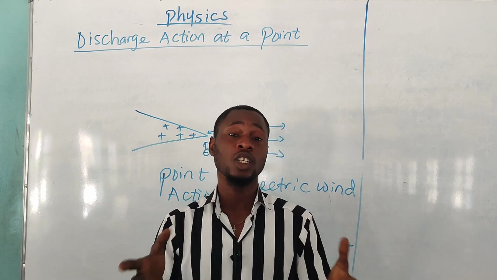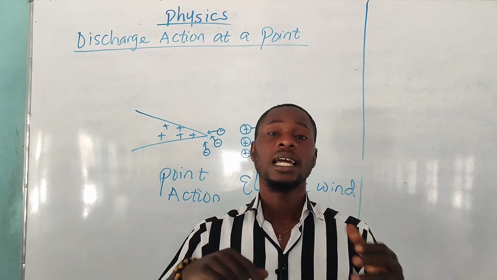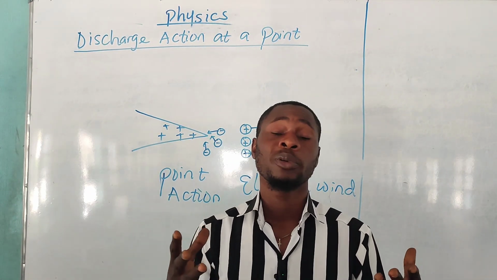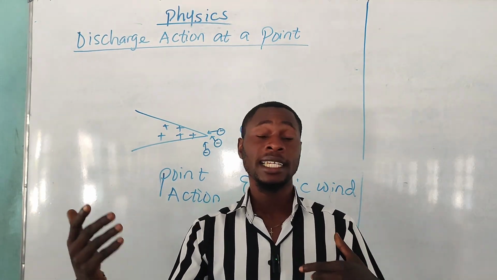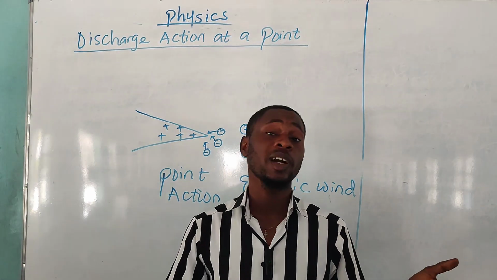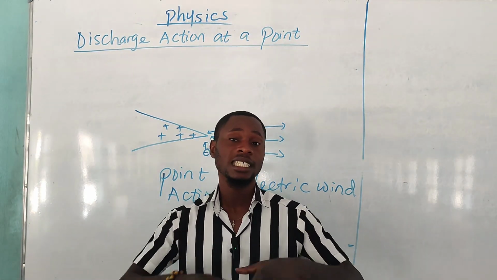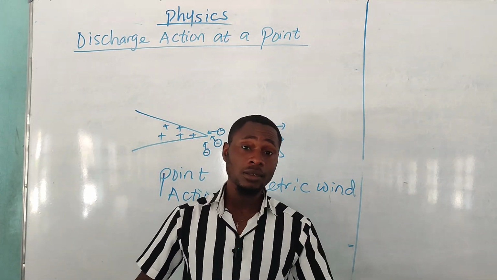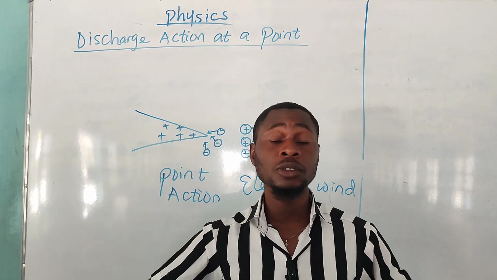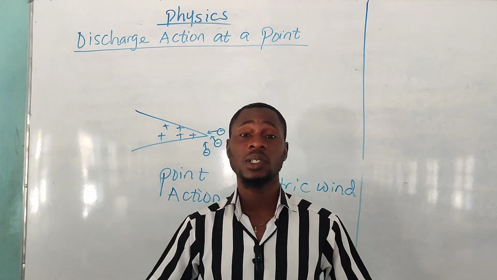So once that is done, that is when a large spark will be seen, telling us that a negatively charged cloud has been discharged by a positively charged cloud. And this takes place either from one cloud to another cloud, or even from one cloud down to the earth.